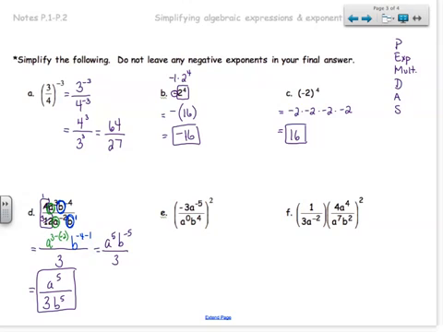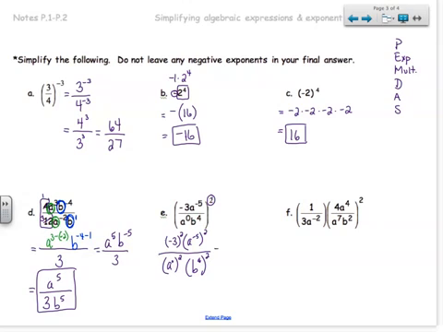If we look at letter E, we're going to start with the parentheses first. I'm going to start with this squared out here. And remember, we have to raise everything in the parentheses, all the different values and variables in there, to the squared value. So I'm going to start out with negative 3 quantity squared, a to the negative 5th squared over a to the 0 squared, b to the 4th squared.